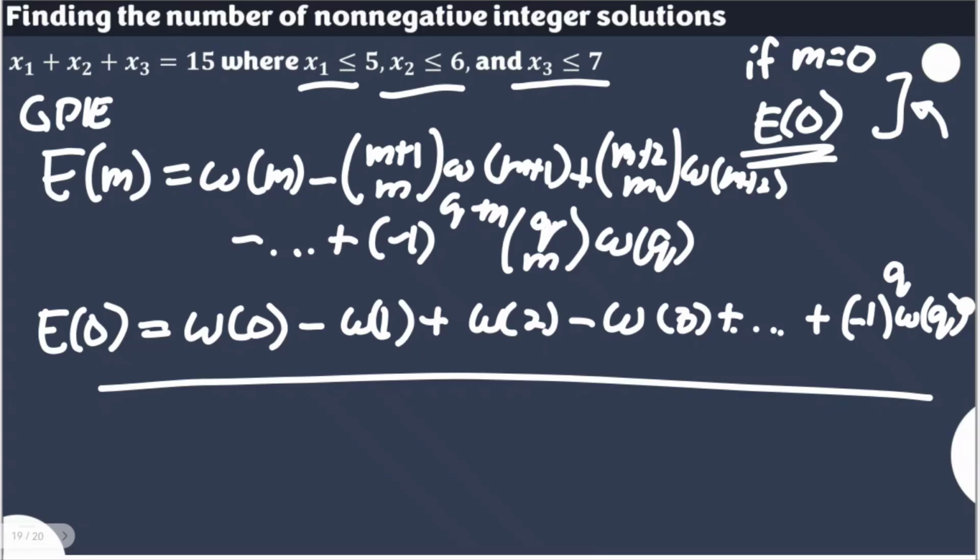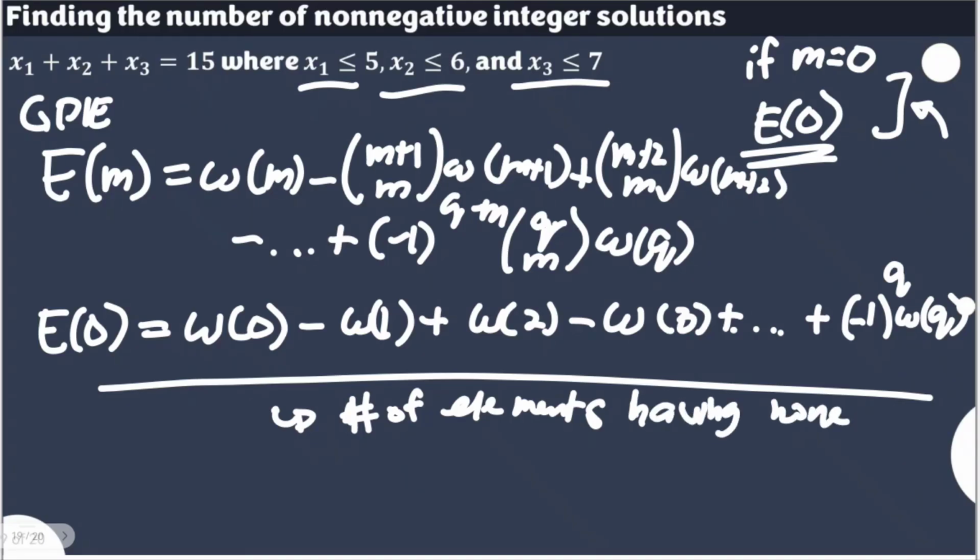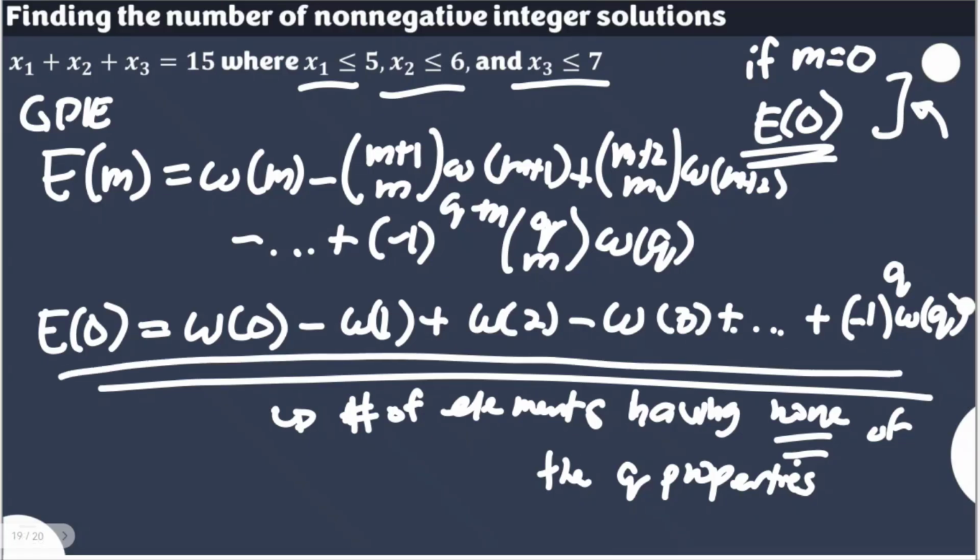Take note that E of 0 is equivalent to saying the number of elements having none of the Q properties. If it's having none of the Q properties, it is easier to look at. Let's attack the complement, because our goal, let me make it clear, is to solve for x sub 1, x sub 2, and x sub 3 having these properties.